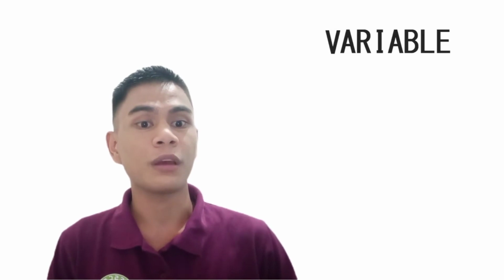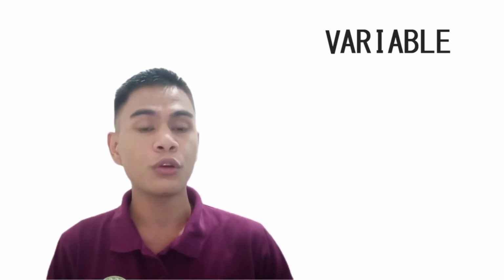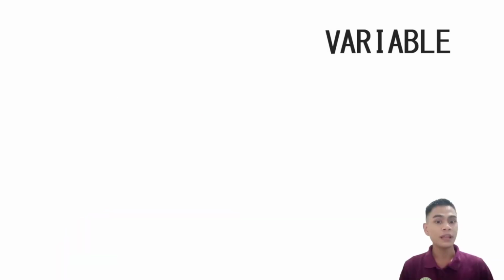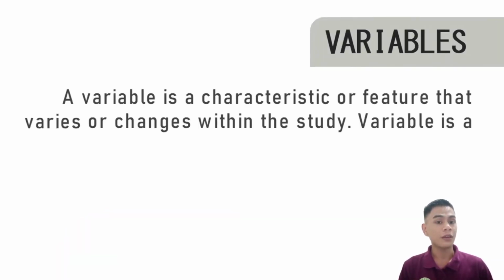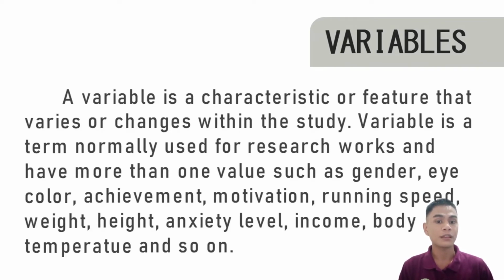Now, let's proceed with the research variables. Each person or thing we collect data on is called an observation. In our research work, these are usually people, or what we call the subjects, and they possess a variety of characteristics. So what is a variable? A variable is a characteristic or feature that varies or changes within the study. Variable is a term normally used for research works and has more than one value, such as gender, eye color, achievement, motivation, running speed, weight, height, anxiety level, income, body temperature, and so on.